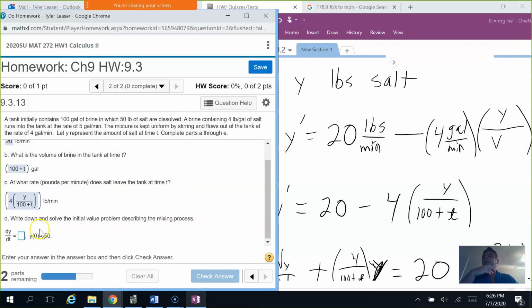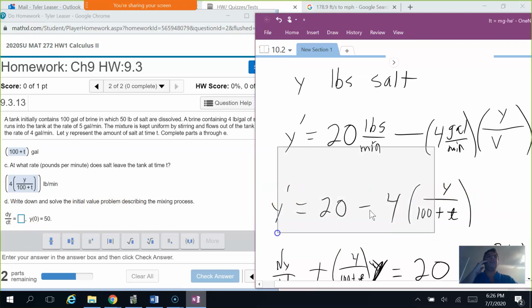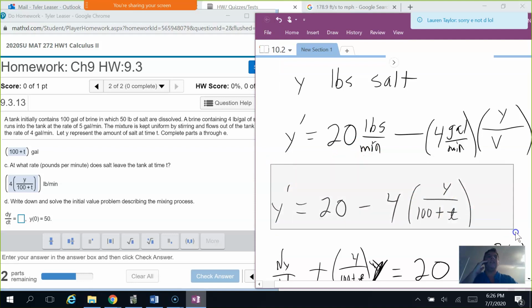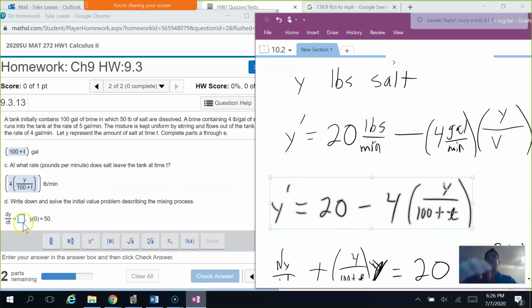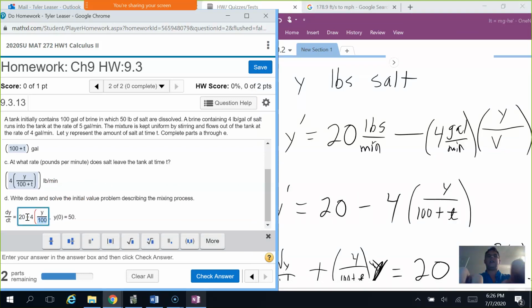All right, now to the part we really care about, D. Write down and solve the initial value problem. So here where it just says to write down the initial value problem, all they want you to write down there is this part of the equation here. Oh, E, not D. Okay, cool. So we're just combining the stuff together, the 20 minus 4 over y, 100 plus t. I'm assuming that's what they want there.